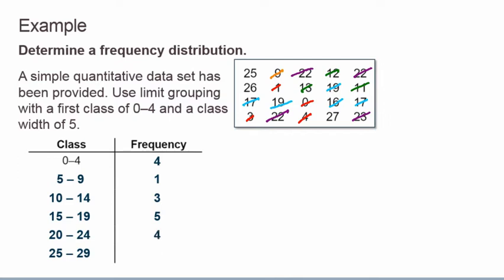My last class is 25 to 29 inclusive. I have 25, 26, and 27. That's 3 data points, so my frequency is 3.